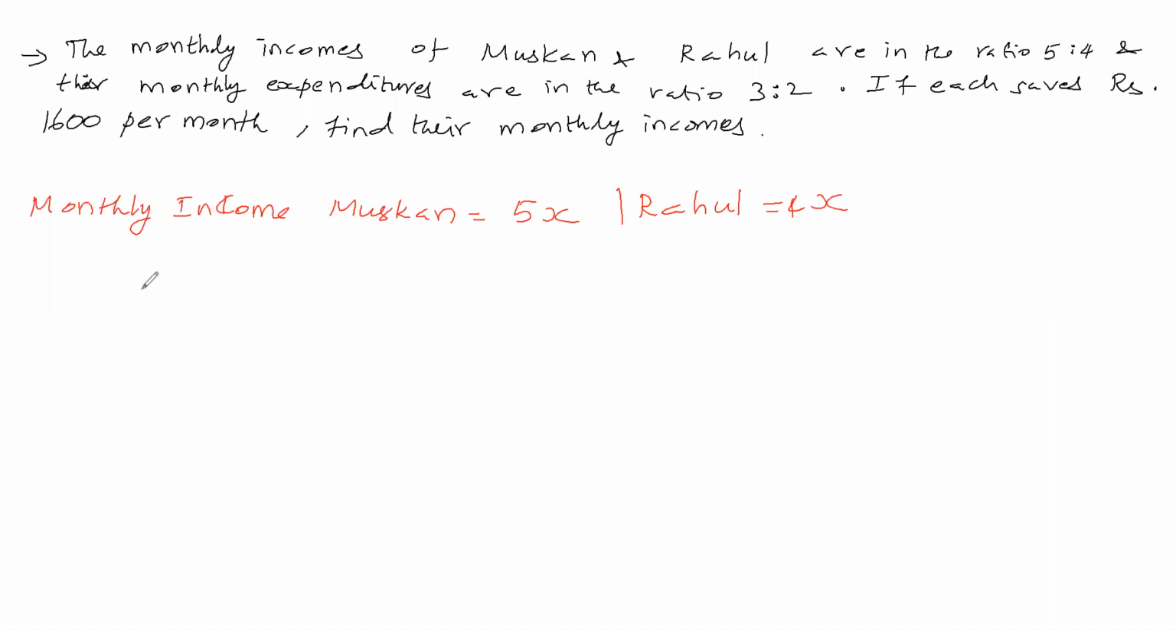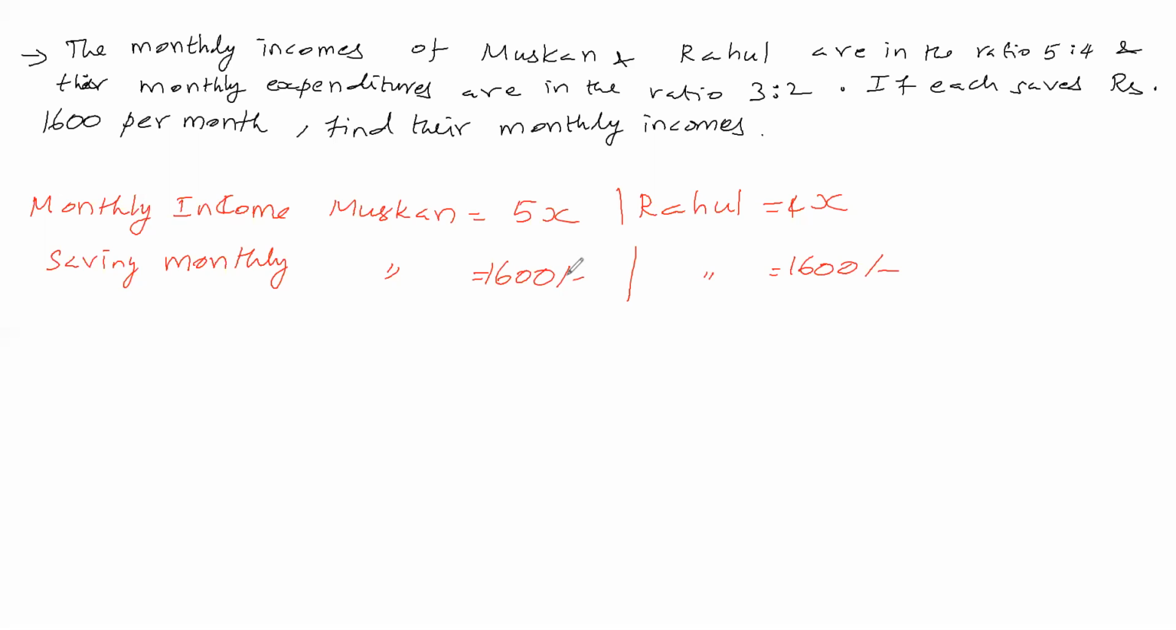Savings, that we will see. Savings by both, that we will see. Monthly savings by this person is how much? 1600. This person also 1600.